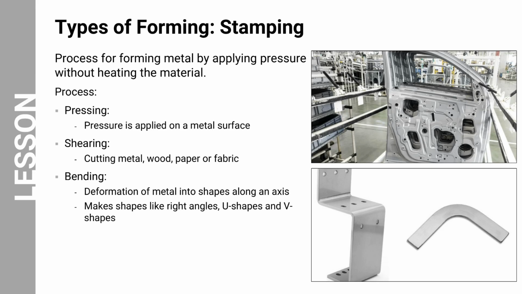In pressing, pressure is continuously applied on a metal surface so that the metal is formed into the desired shape. Shearing cuts metal or other materials like wood, paper, or fabric sheets. Bending is the process of deformation of a metal into different shapes along an axis. Bending achieves shapes like right angles, U-shapes, and V-shapes.